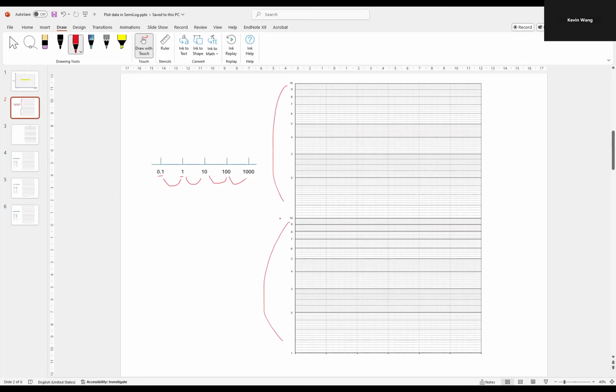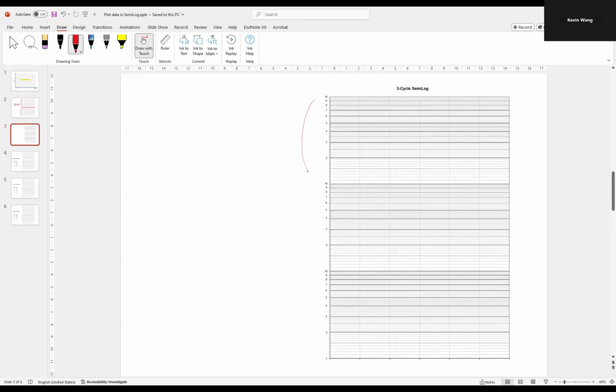So 1, 2. If you cut in the middle, you can see the top one and bottom one can be overlapping, right? And of course, this is a typical 3-cycle. You can have more, like 4 or 5. It really depends on the data you have.